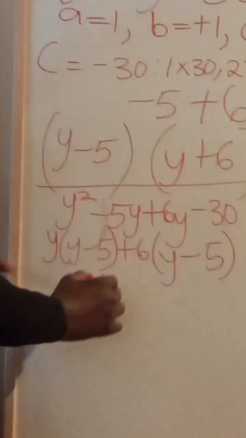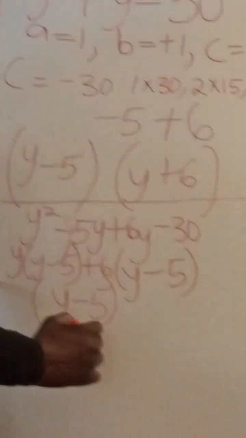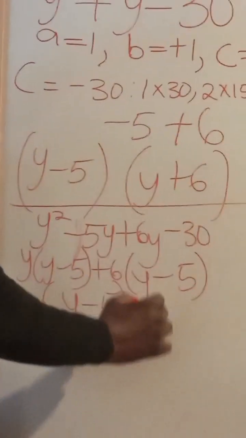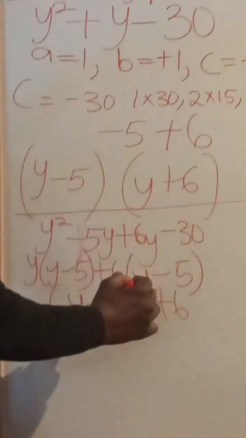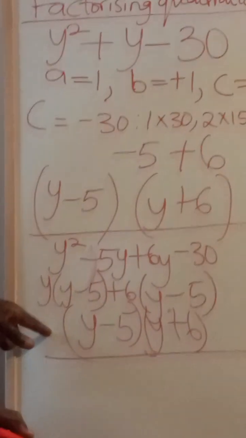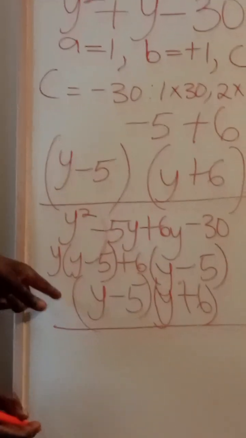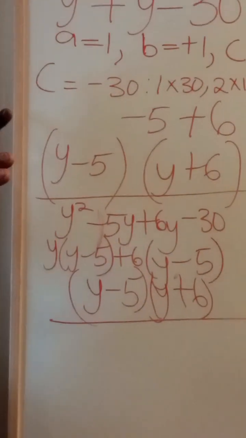So we pick one of the brackets, y minus 5, and write what we are able to factorize out, y plus 6, in another bracket. So this is the result of the factorization. Checking it with the first one, we have the same result.